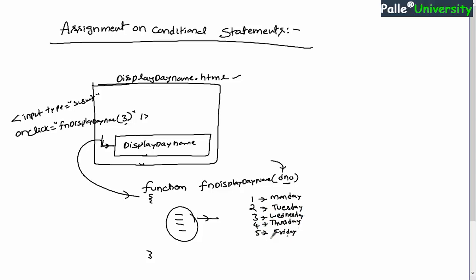5, Friday. 6, Saturday. Then 7, Sunday. In case the user is passing any other day number other than 1 to 7, obviously you have to display a message stating that invalid day. I believe you understood the requirement.